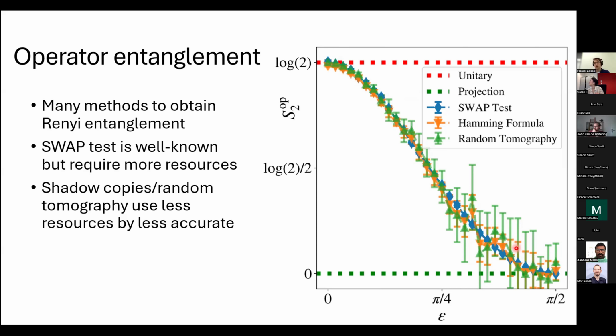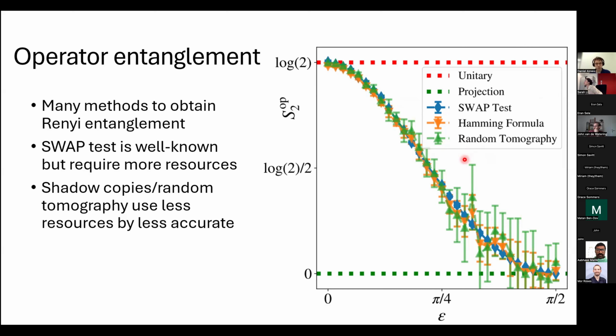But if you do it on a real quantum computer, you can actually get this for a general measurement basis. You just need two copies, and you can even do it with one copy. Random tomography is a way to take just one copy of your system, and from the correlation of the measurement results, you can deduce the Renyi entanglement and then the operator entanglement. So this is a very nice way to quantify the non-unitary nature of this kind of operator. You have a general operator, you want to quantify how much it is unitary or non-unitary. This is the test that you want to use.